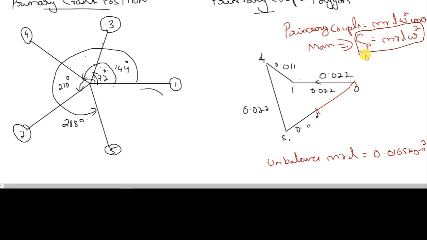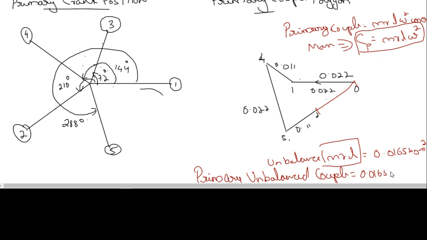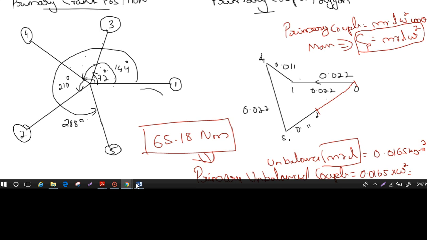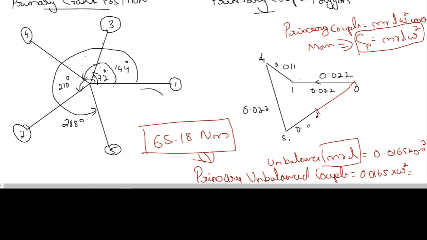So what we got here is actually MRL only. We have not taken omega square. So when you write the primary unbalanced couple as the answer, you should multiply this with omega square: 0.0165 times omega square, where omega square is 62.85. So the answer you will get is 65.18 Newton meter couple. This is the primary unbalanced couple. Primary force, there is no unbalanced force, but in primary couple there is an unbalanced component, that is 65.18 Newton meter.